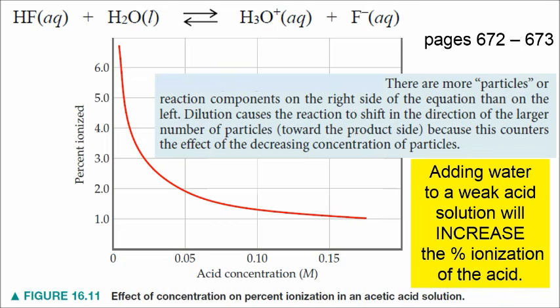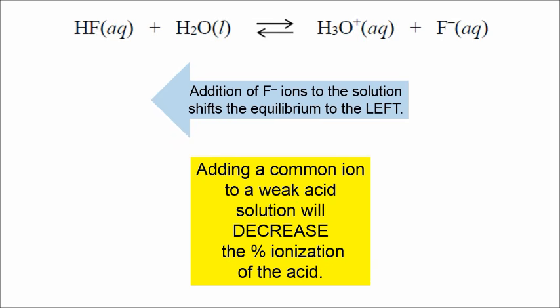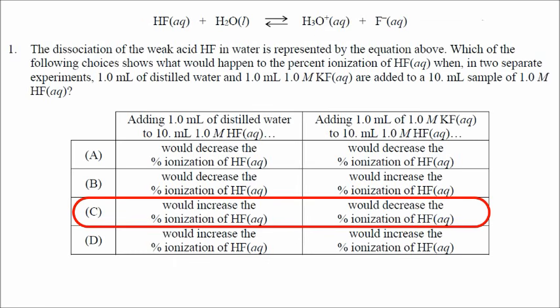Now, on the other hand, according to the common ion effect, if we add a solution that contains fluoride ions, it will shift the equilibrium toward the left. So a common ion is going to decrease the percent ionization. So the correct answer to this question is C, because diluting the acid will increase the percent ionization, but adding fluoride ions will decrease the percent ionization.